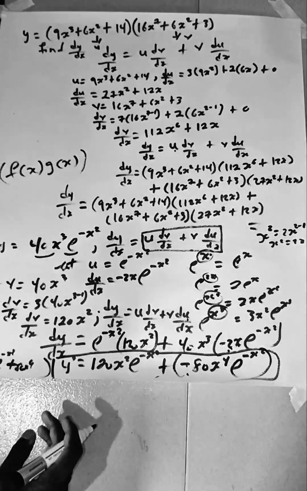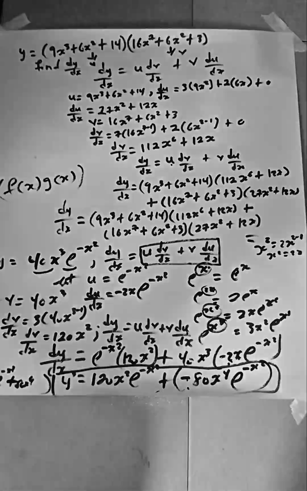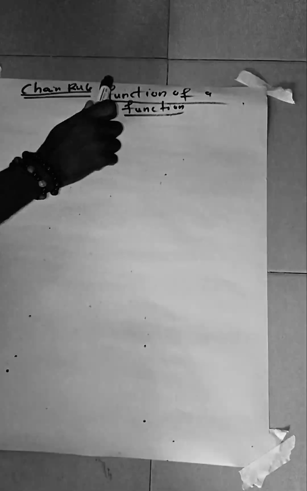So let's go into another rule of differentiation called the chain rule. Okay, so let's go over the second rule of differentiation, the chain rule, also known as the function of a function.